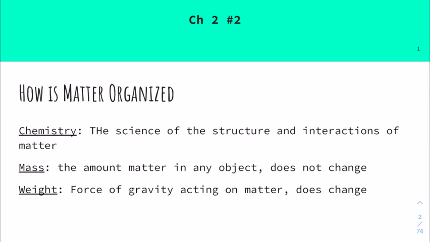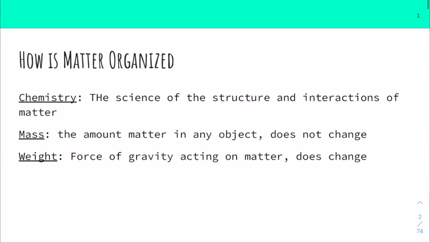The mass is the amount of matter in any object. That does not change. Doesn't matter how big or small, mass is always the same, while weight is the force of gravity acting on that matter. Weight changes. Just like, say if you were to step on the scale every single day, your weight changes little by little because that's the amount of force that gravity is pushing down on you.